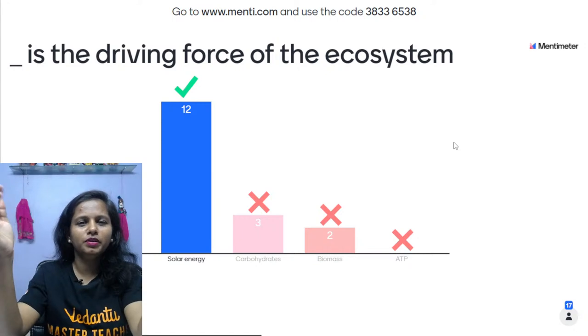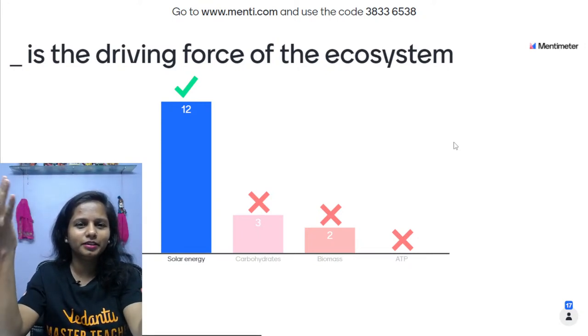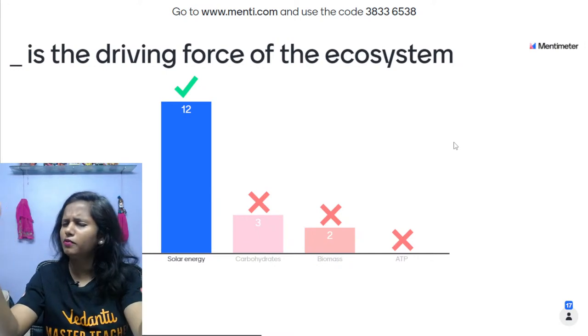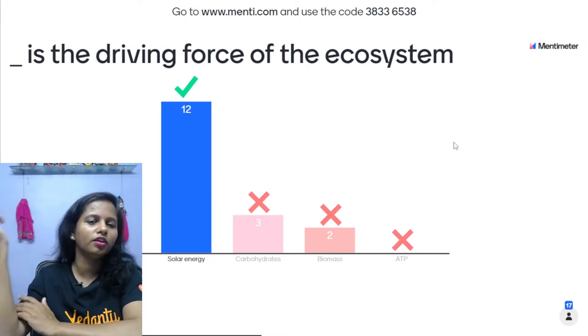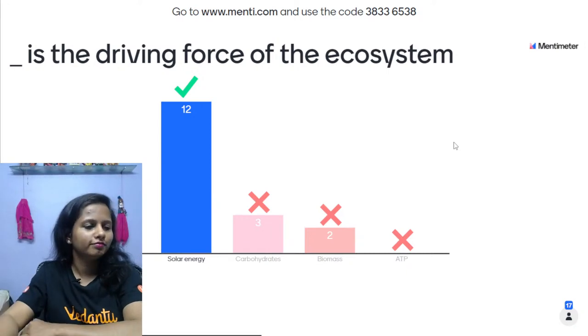Congratulations. 1% of the solar energy is utilized by the green plants and converted into chemical energy, that's glucose, stored in the form of starch. And then that chemical energy is passed from one organism to another organism through the food chain.